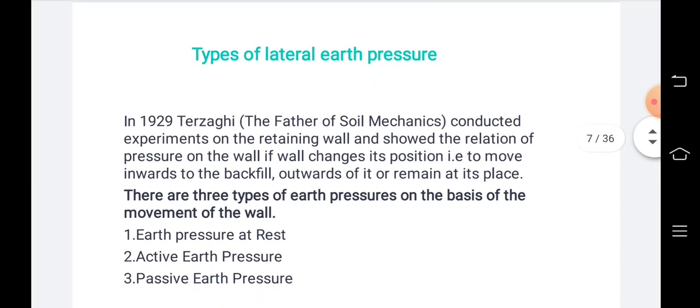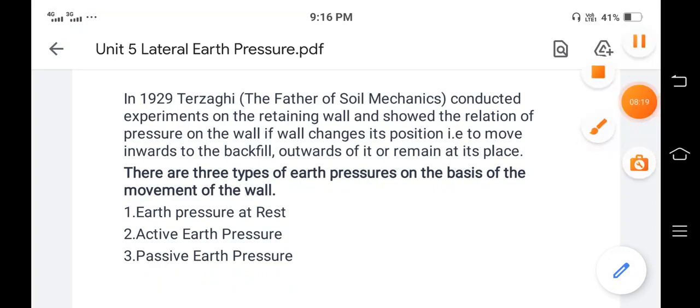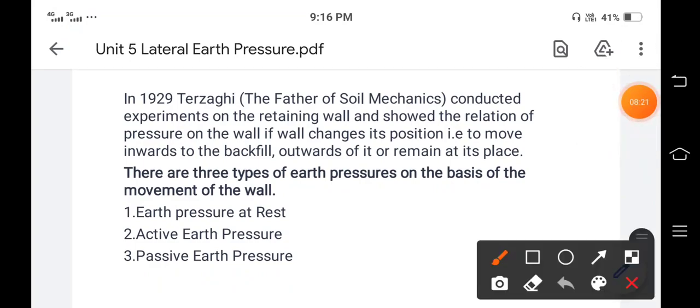Okay, so there are various types of lateral earth pressure. According to Terzaghi, that is Carlo Terzaghi, who is known as the father of soil mechanics, there are three kinds of earth pressure that generally occur onto the wall. The first is called earth pressure at rest, the second is active earth pressure, and the third is passive earth pressure. Okay, so we are discussing them one by one.